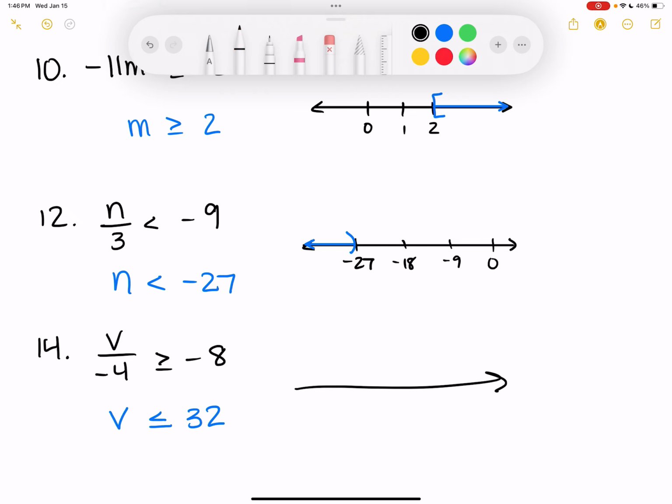And what does this graph look like? You gotta have the bracket going left. So we have a bracket going to the left from 32.